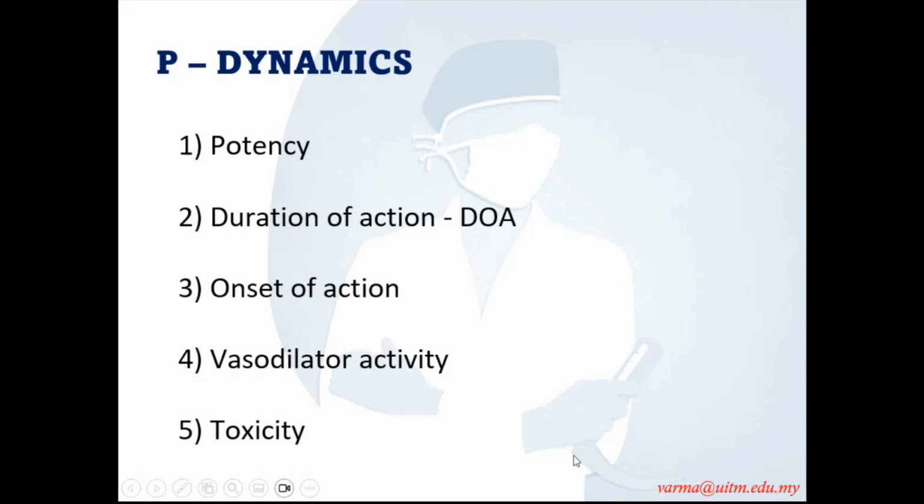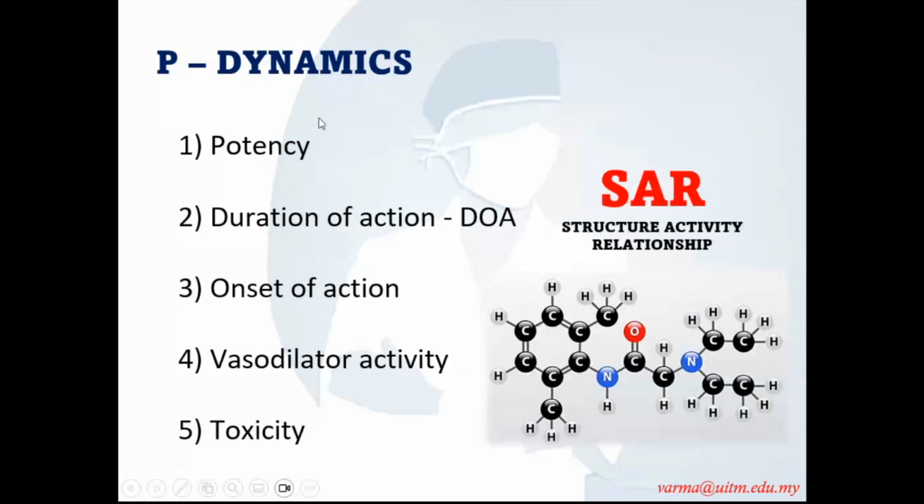Okay, so the pharmacodynamic properties. We have talked about the dose. So what does the dose do to the body? How do they affect? It's all based on their potency, duration of action, onset of action, vasodilator activity, and toxicity. So how do we want to know all this? It is all closely related to the structure activity relationship. How does the structure of this LA actually affect their physicochemical properties and pharmacodynamics?